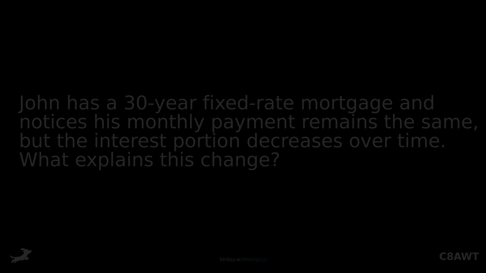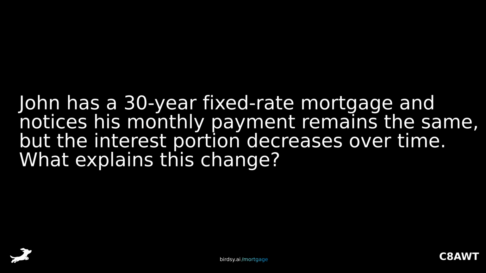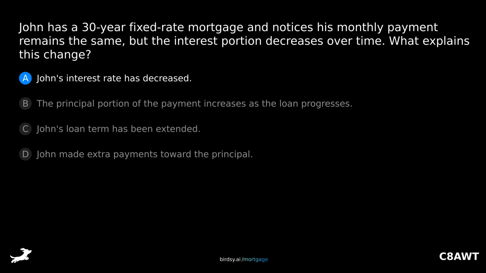John has a 30-year fixed-rate mortgage and notices his monthly payment remains the same, but the interest portion decreases over time. What explains this change? Is it A, John's interest rate has decreased? B, the principal portion of the payment increases as the loan progresses? C, John's loan term has been extended? Or D, John made extra payments toward the principal?